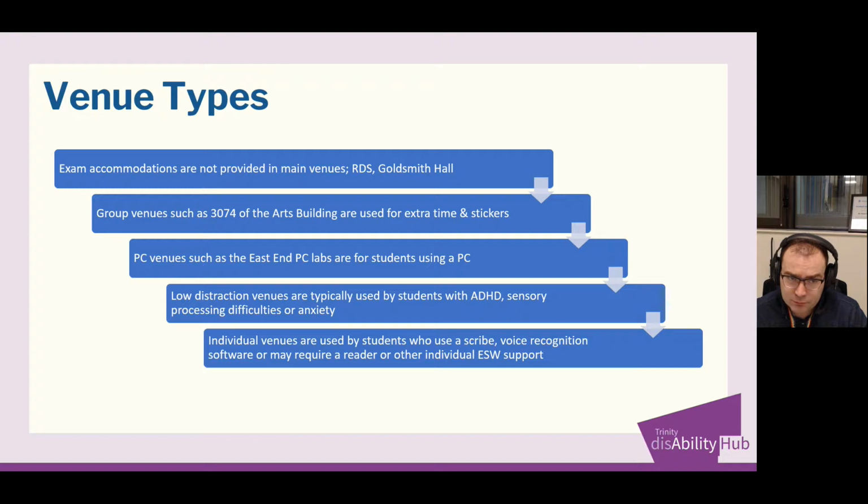Venue types then. Examinations accommodations are not provided in the main venue, typically the RDS. They're typically in the arts building, sometimes Goldsmith Hall. PC venues then are at the east end for students using a PC. Low distraction venues are more common and they are now generally in the arts building, but maybe in other venues across the campus, depending on availability.